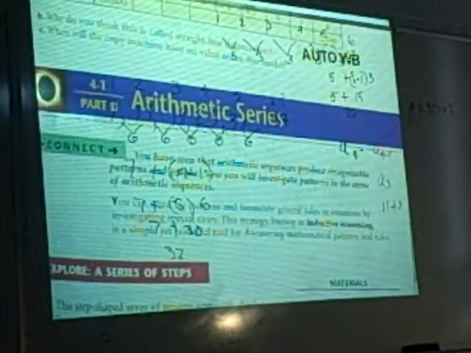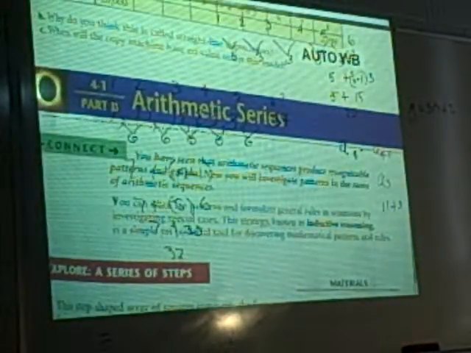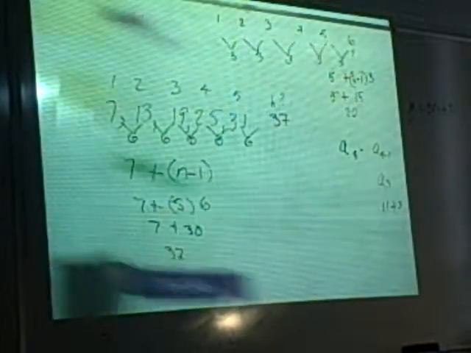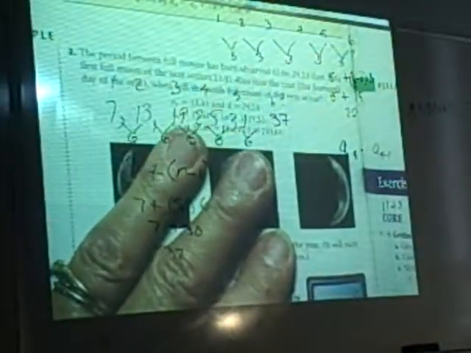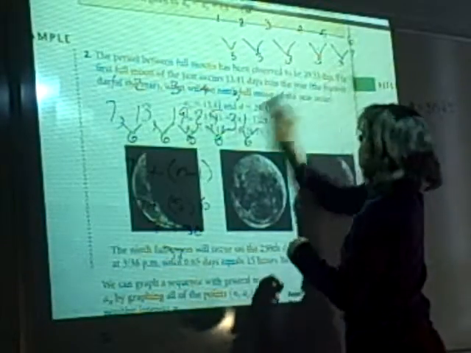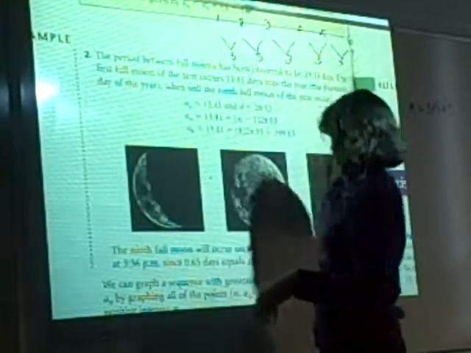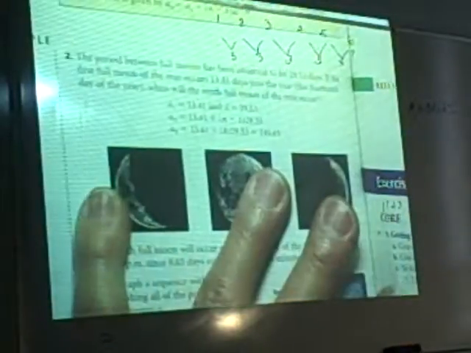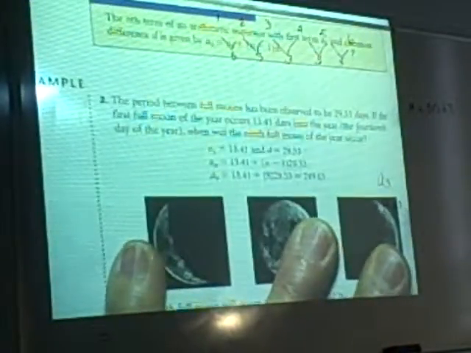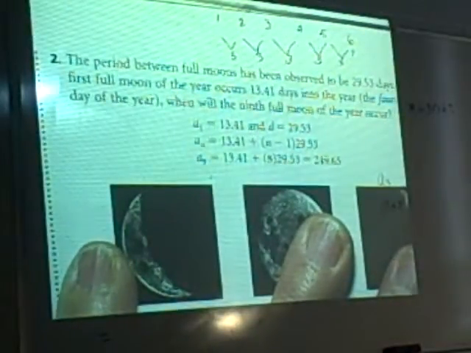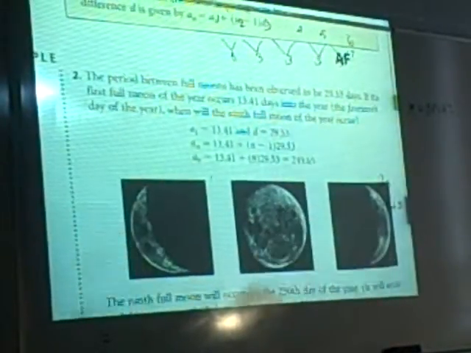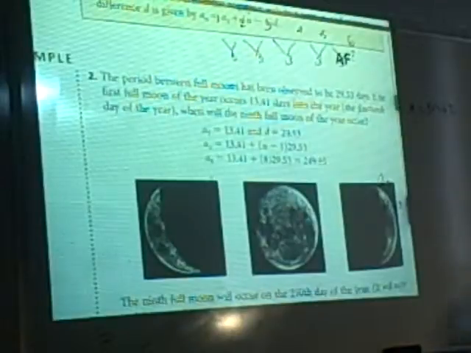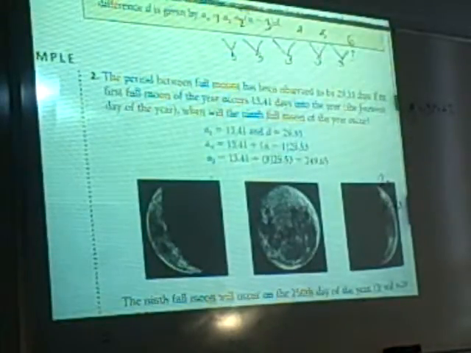Let's see. Do we have time? We have time for one word problem. I'm doing it with you. Okay? So let's see if this makes sense to you. The period between full moons has been observed to be 29.53 days. Does that sound reasonable? Yeah. So every month, or about 29.53 days.